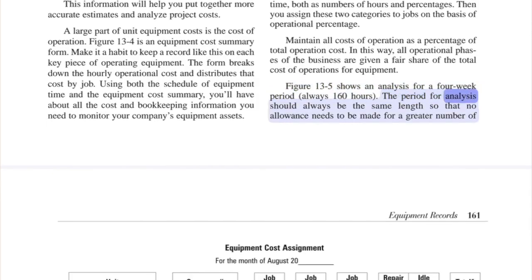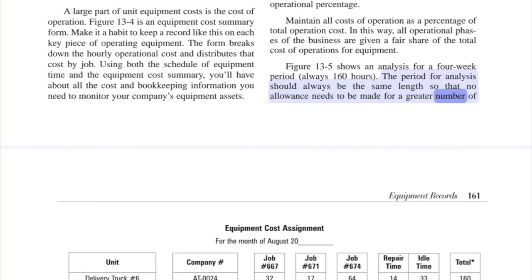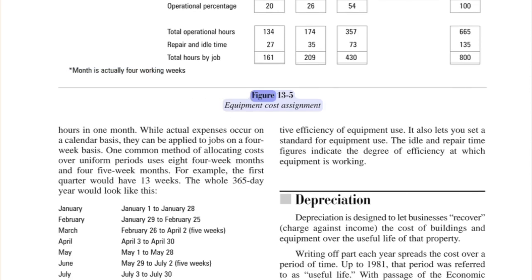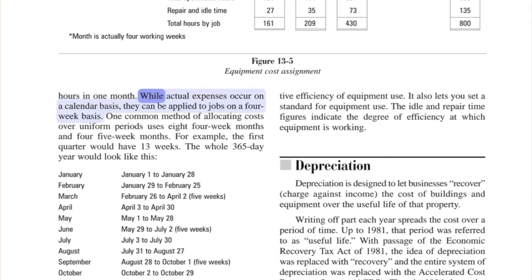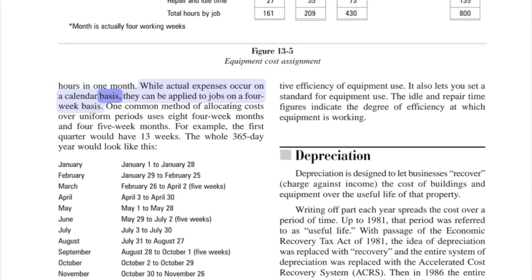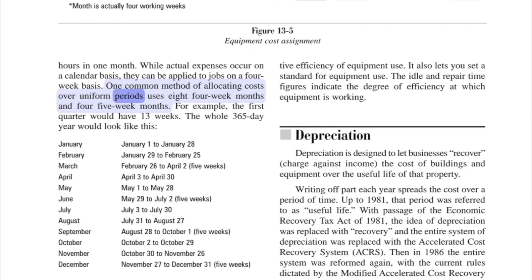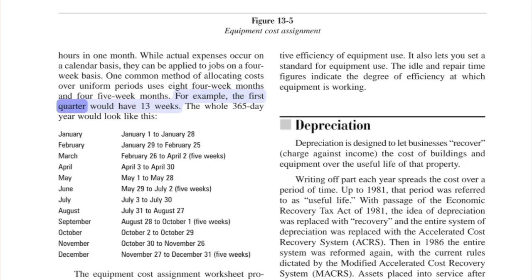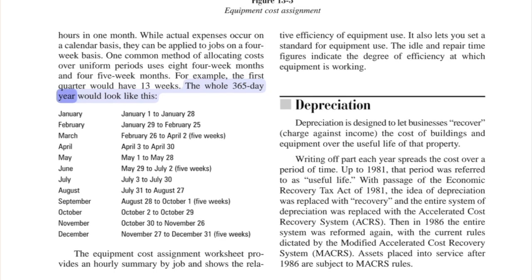The period for analysis should always be the same length so that no allowance needs to be made for a greater number of days. A month is actually 4 working weeks. Figure 13-5, equipment cost assignment, hours in 1 month. While actual expenses occur on a calendar basis, they can be applied to jobs on a 4-week basis. One common method of allocating costs over uniform periods uses eight 4-week months and four 5-week months. For example, the first quarter would have 13 weeks. The whole 365-day year would look like this.